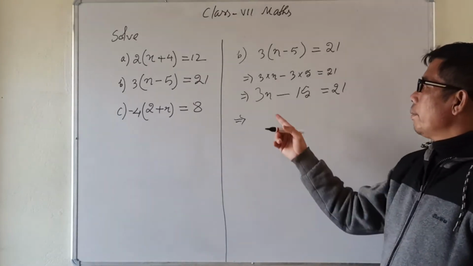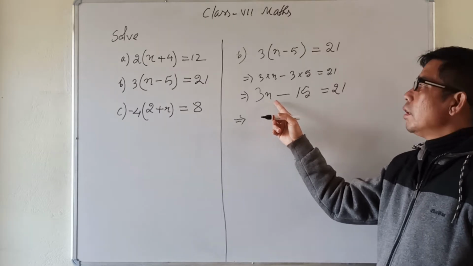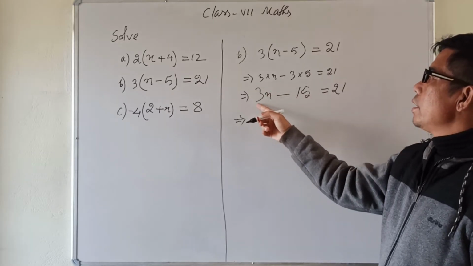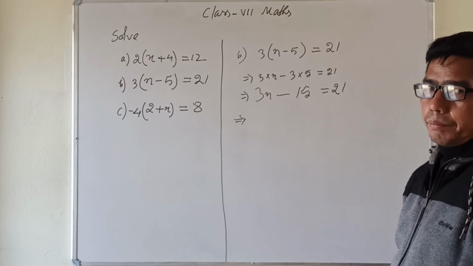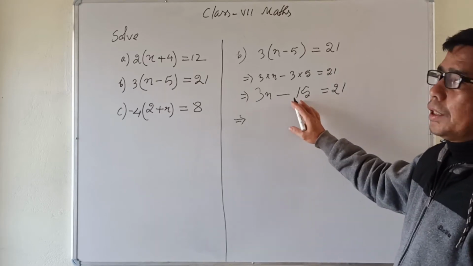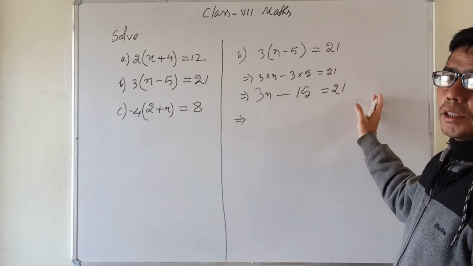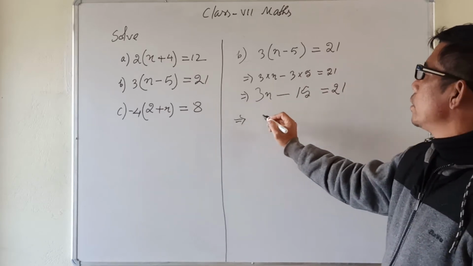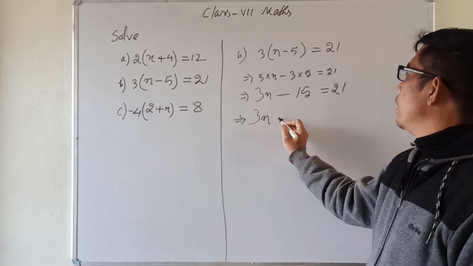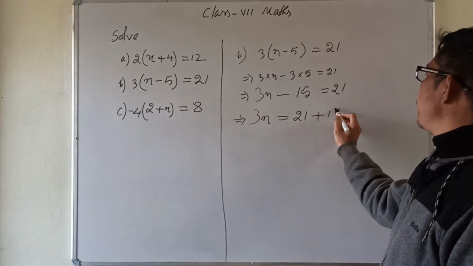Here also the variable is n. We want to find the value of n. So the term having n, that is 3n, should remain unchanged on the left side. And this minus 15, which is free from n, will be going to the right side with the change of the sign, that is minus will become plus. So it gives 3n equal to 21 plus 15.